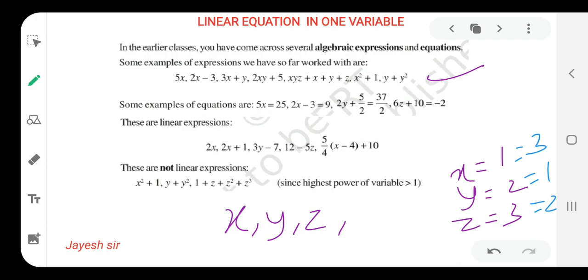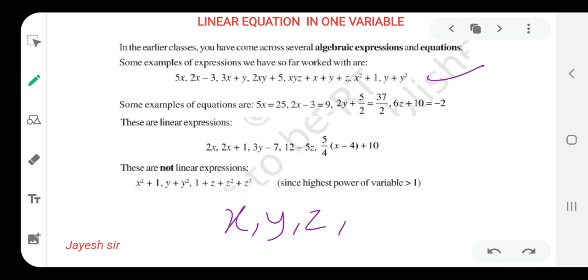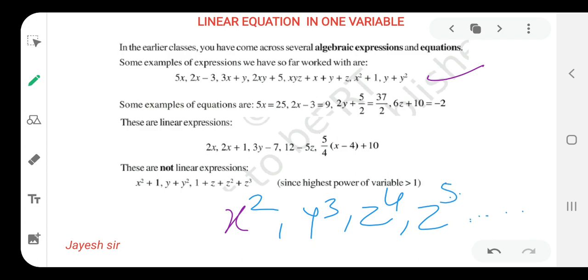But today what we have to study in this chapter is only variables with power 1. We don't have to study x square, y cube, z4 or up to z5, whatsoever we can write. We have to study only linear equation in one variable. One variable would be either x, y, z, a, b, c, whatsoever we can write. Those are all called linear variables, and the power should be 1.